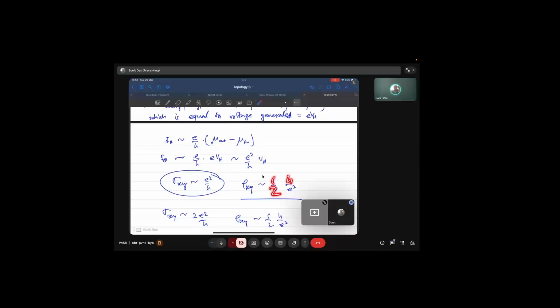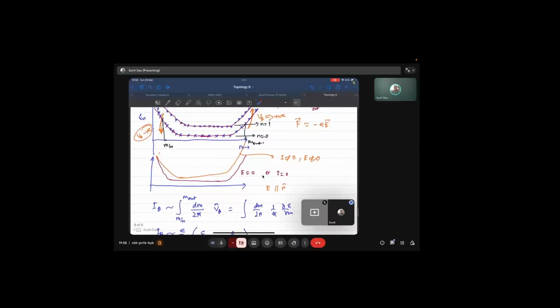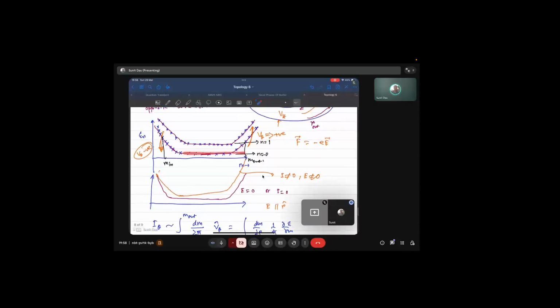here it will be 1 by 2 h by e square. For n equal to 0 it was 1, it will not be 1 by 0 actually. So these nu start from 1, 2 and so on, where nu equal to 1 for n equal to 0, and nu equal to 2 for n equal to 1. So this is how we start from n equal to 0 and so on.